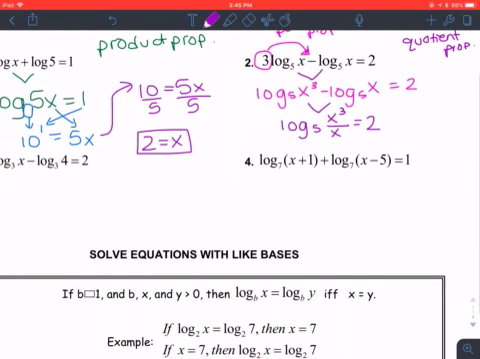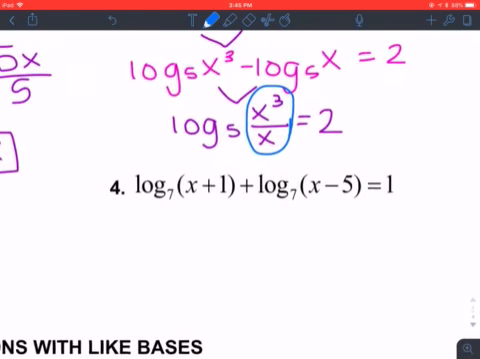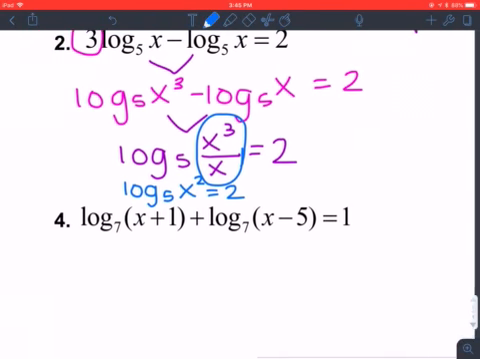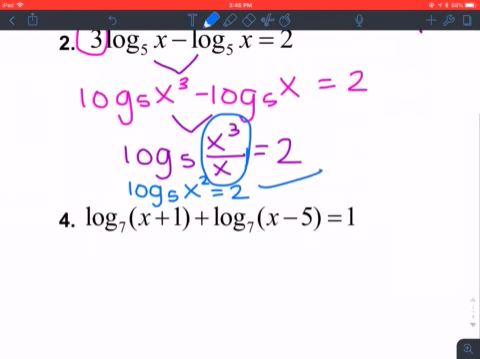All right, now at this point I could go ahead and rewrite it as an exponential equation, or you may notice that I can simplify this argument. So that's what we're going to do. We're going to simplify that. So this becomes log base 5, x cubed divided by x is just x squared. This whole thing is equal to 2. I'm going to move this over here so we can solve it. We have log base 5 of x squared is equal to 2.